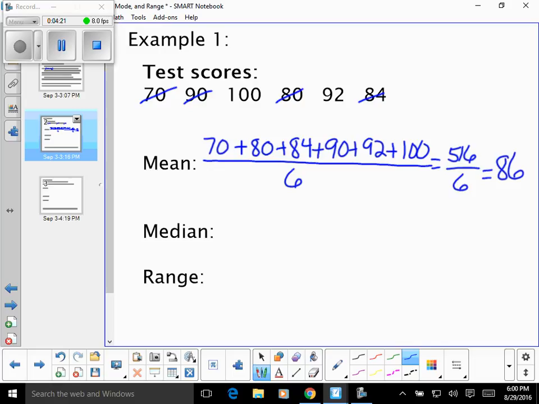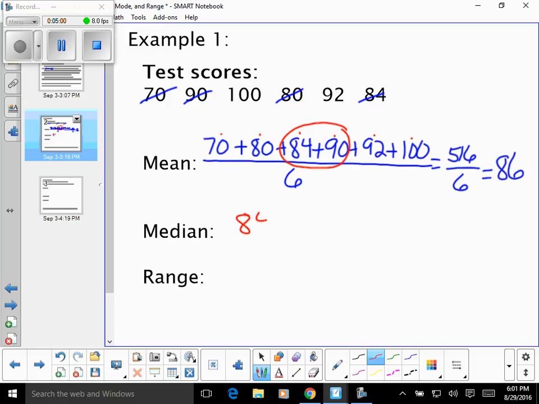Now you'll notice that this time we do not have an odd number of data items. We have an even number of data items. We are going to take the middle two values. I count in 1, 2, 3, and then from the other side I count in another 1, 2, 3. Both of these are my middle values. Because it's an even number of items, 6, I need to find the mean of those two numbers.